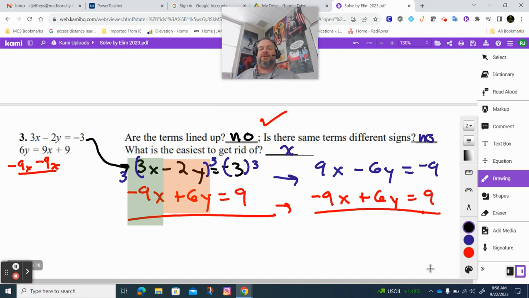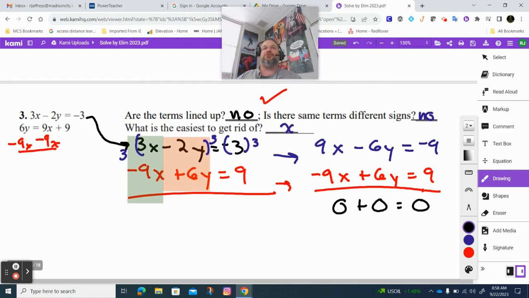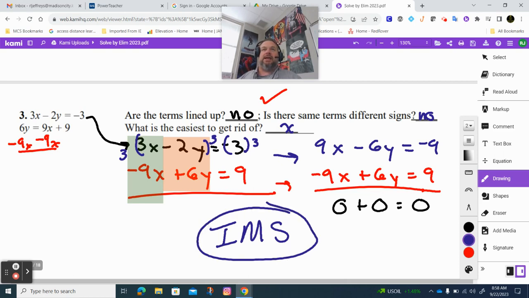All right. So what is 9 minus 9? 0. What is negative 6 plus 6? 0. What is negative 9 plus 9? 0. Do we have a true statement? Does 0 plus 0 equal 0? Yeah. So our answer is infinitely many solutions. Now, yes, this was kind of a long one to sit there, but I had to show it to you just in case.